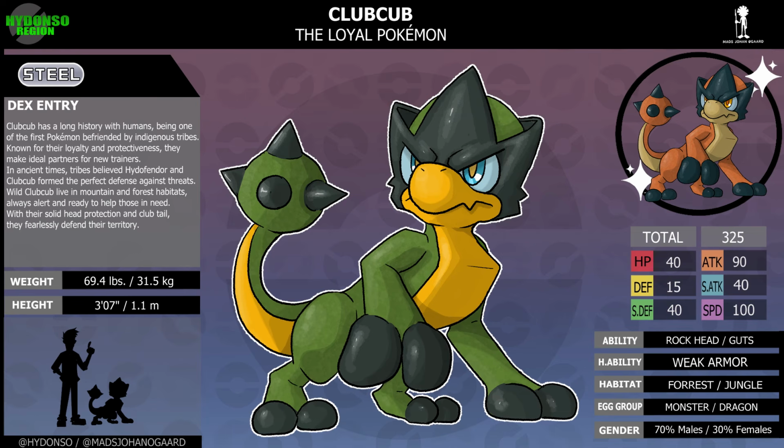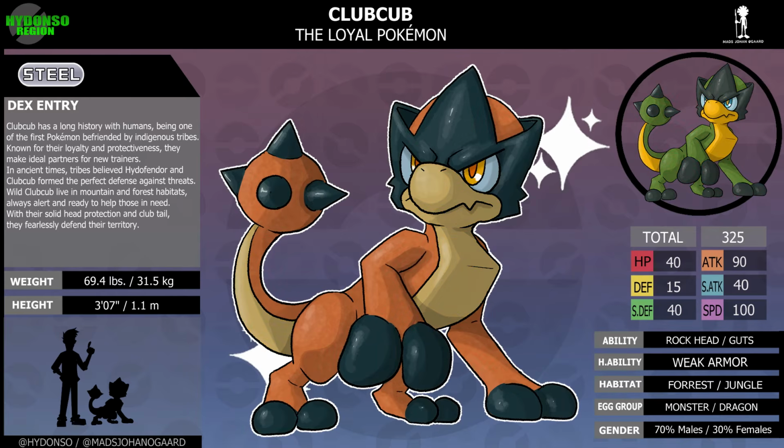Behold, Clubcub, the loyal Pokemon. Steel type, ability Rockhead and Guts, hidden ability Weak Armor. Dex entry: Clubcub has a long history with humans, being one of the first Pokemon befriended by the indigenous tribes. Known for their loyalty and protectiveness, they make ideal partners for new trainers.